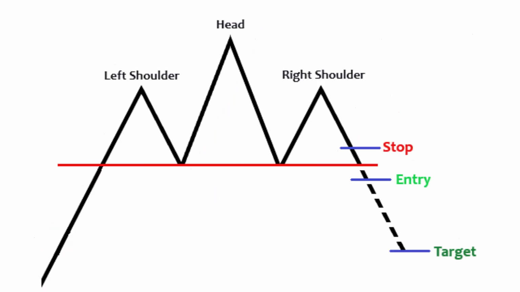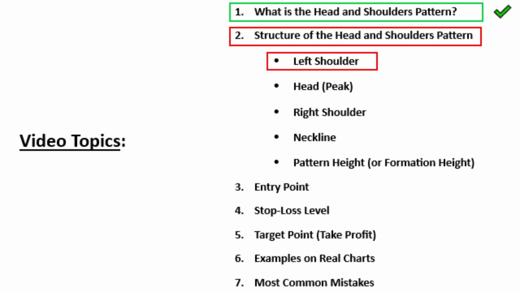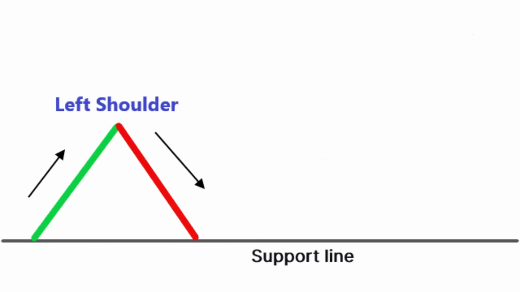Now let's take a look at how the head and shoulders structure actually forms, step by step. In this section, we will explain in detail how the left shoulder, the head, and the right shoulder take shape, and how the neckline is determined. Let's start with the left shoulder.